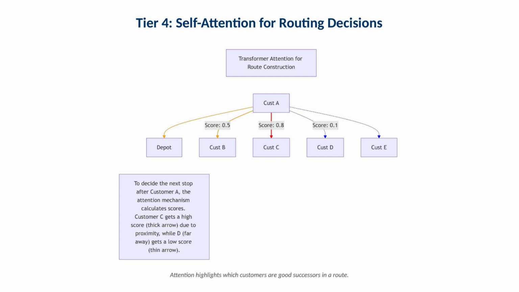This figure highlights what self-attention means operationally. The model learns a dense relationship map across customers. A high attention weight between 2 customers suggests they are good to visit consecutively in a route, often because that sequence reduces travel cost or improves feasibility.